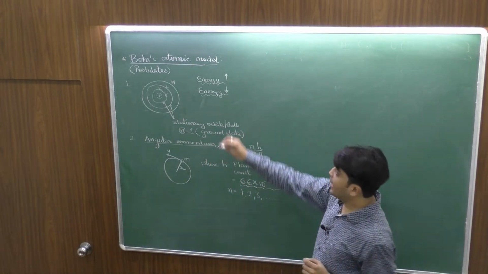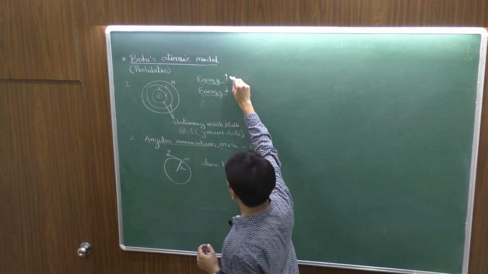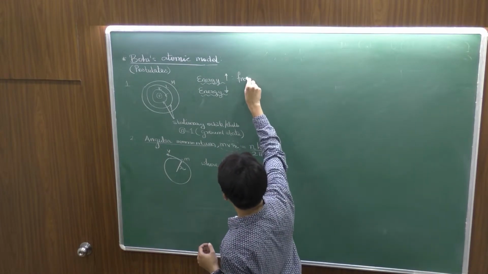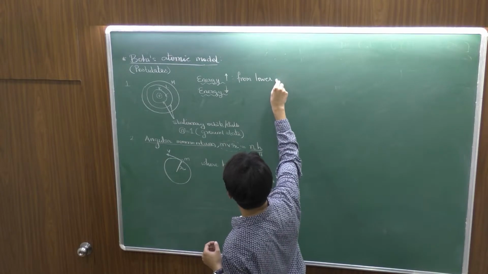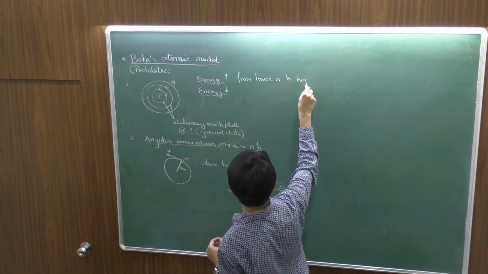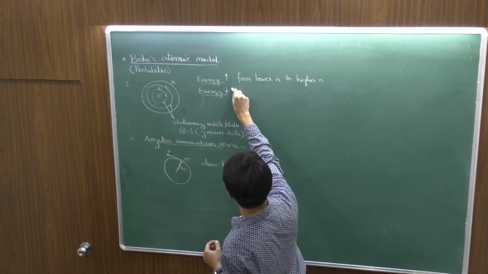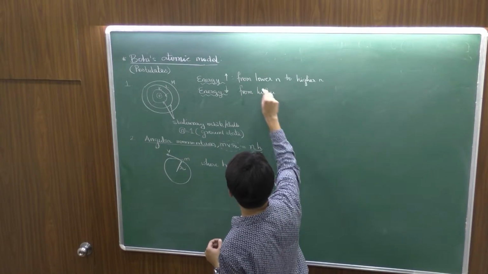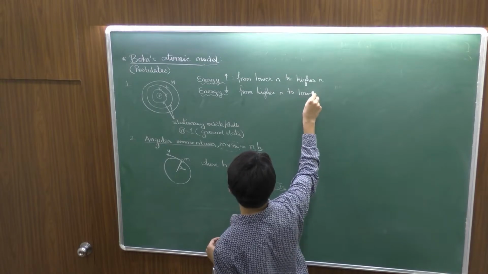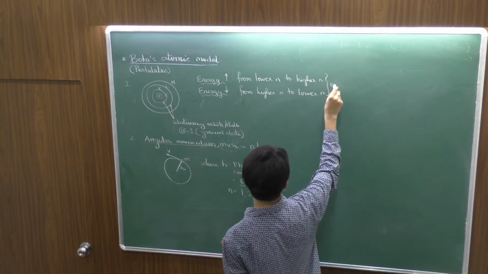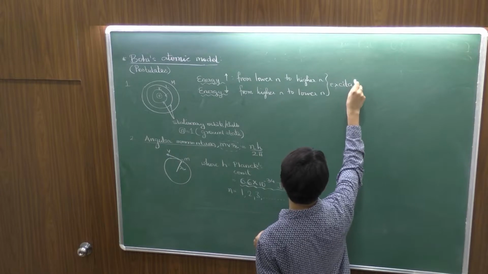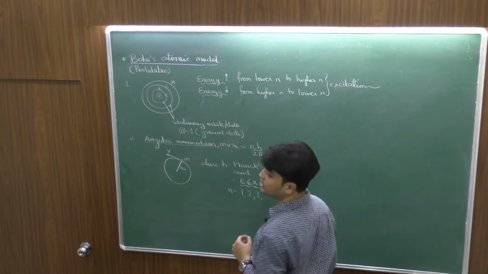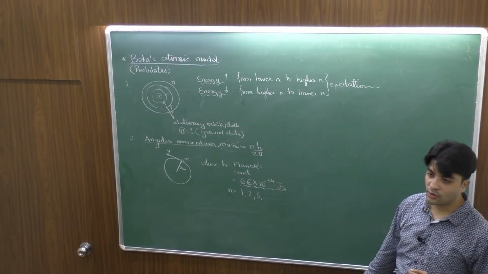So now, what happens is when the energy is increased, it will jump from lower n to higher n. And vice versa, when the energy is lost, then it will jump from higher n to lower n. This particular process of jumping is named excitation of the electron. It's called excitation of electron.